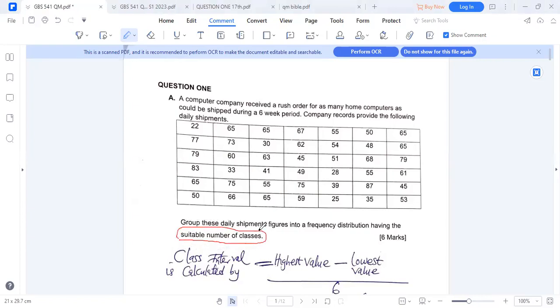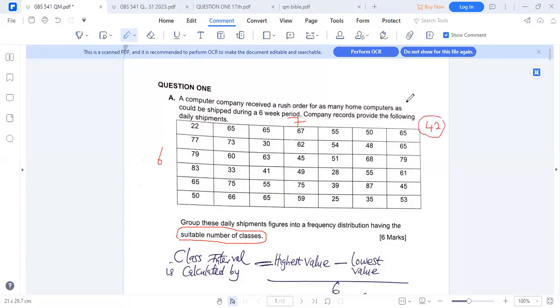A suitable number of classes is found using a formula that we use to identify how many we have in here. 1, 2, 3, 4, 5, 6. 1, 2, 3, 4, 5, 6, 7. So 6 times 7 gives us what? 42. So this is our sample size n.